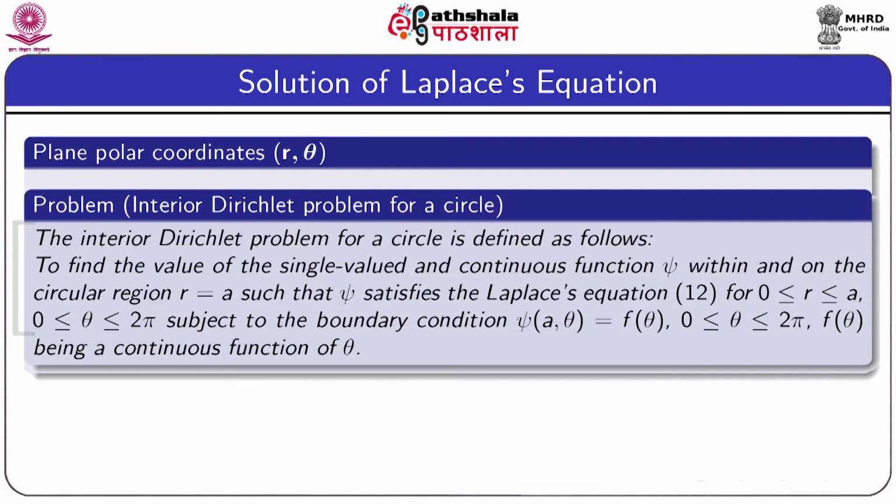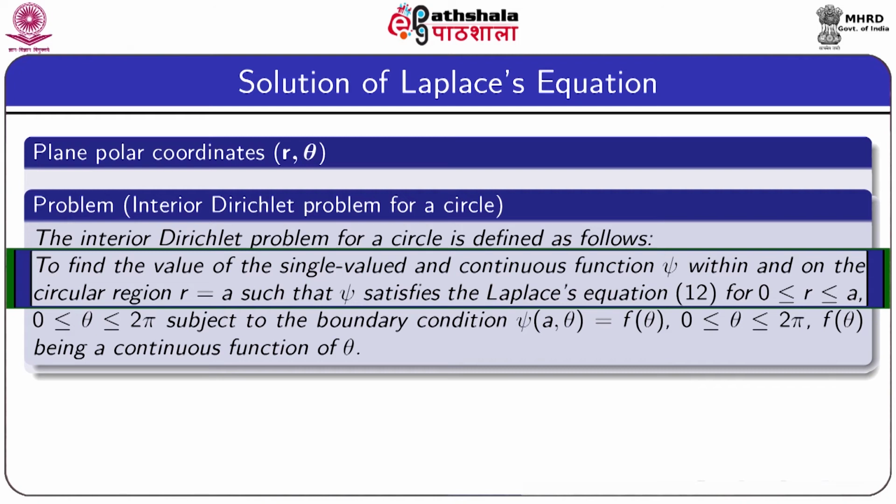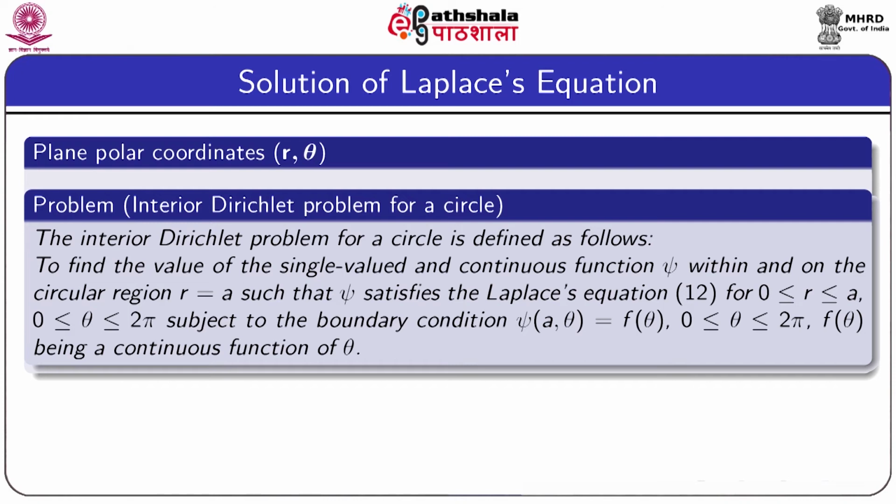Now we are taking a boundary value problem, specifically the interior Dirichlet problem for a circle. The interior Dirichlet problem for a circle is defined as follows. We have to find the value of the single valued function which is continuous. That function is psi, and it satisfies the Laplace equation, and on the circular region, that means on r equals a, psi satisfies some boundary condition, which is written here: psi(a, theta) equals f(theta) for 0 less than or equal to theta less than or equal to 2 pi, and f(theta) is a continuous function of theta.